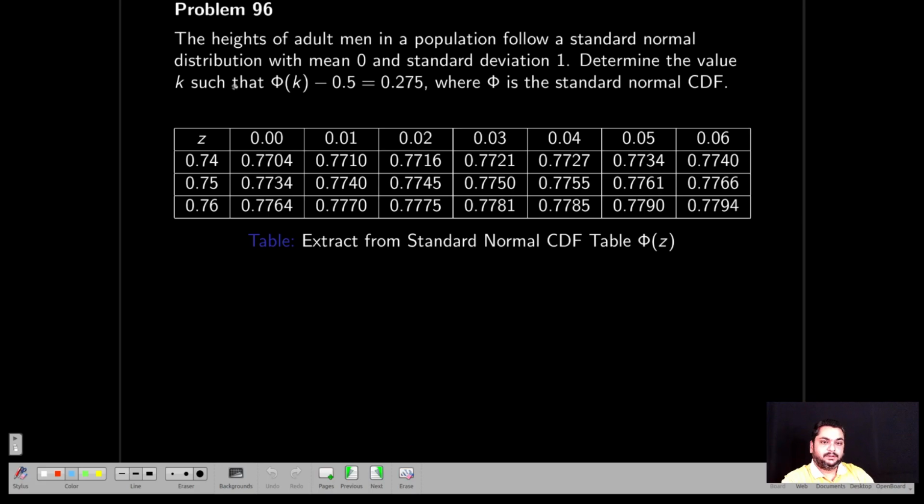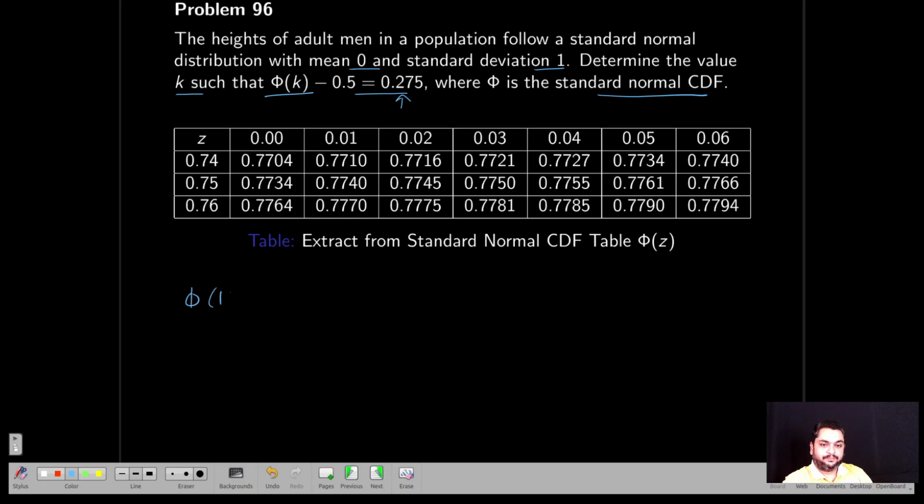Next, the heights of adult men in a population follow a standard normal distribution with mean 0 and standard deviation 1. Again, Z values given. Determine the value K such that phi of K minus 0.5 equals 0.275. Straightforward. See, phi of K here means the standard normal CDF, that is F of Z. So for what value of Z, that is K here, will you get this value?